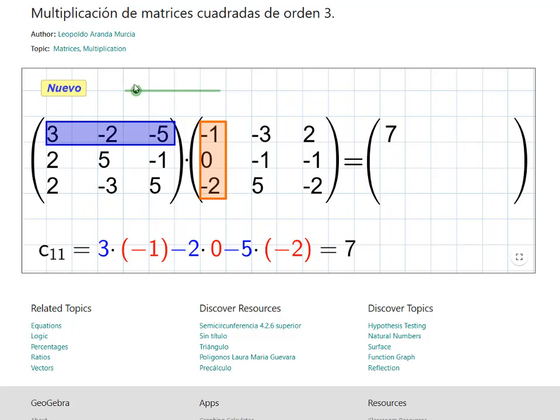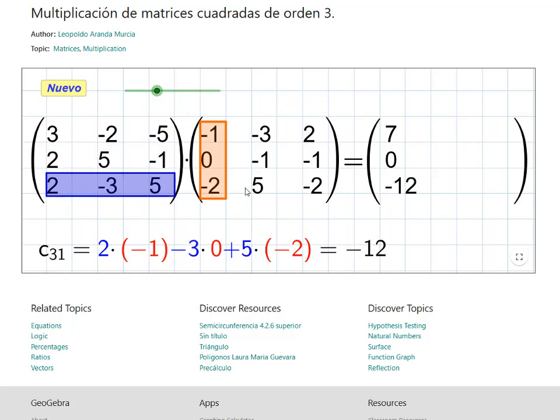So as you move to the next one, okay, it's doing it in that order. So to get the next number down here, you move down, find the 0, but the same 2 times this, this times this, this times this. Then you go to the bottom one, and that gives you the minus 12.